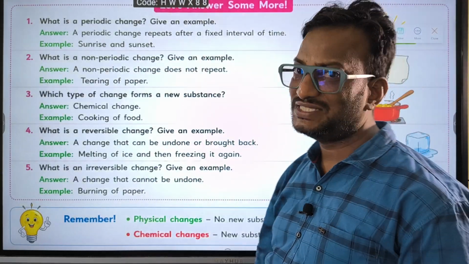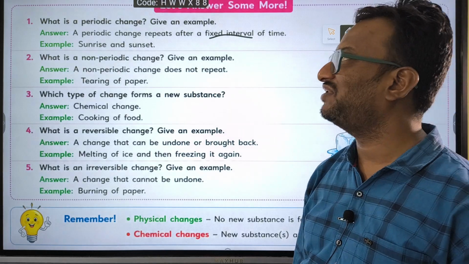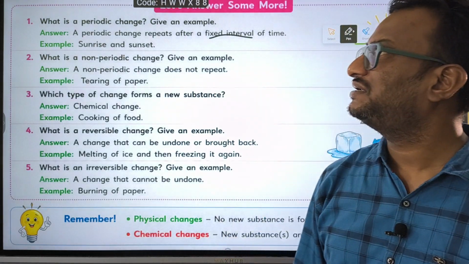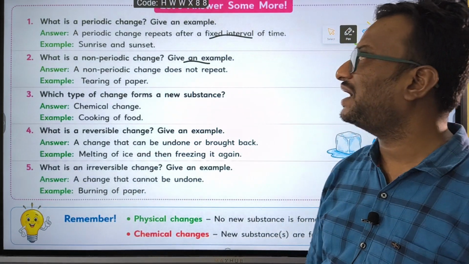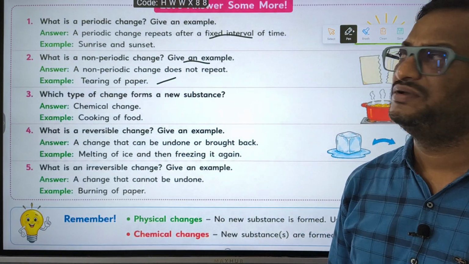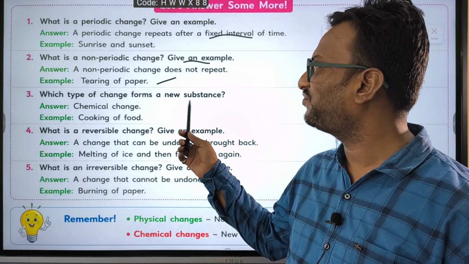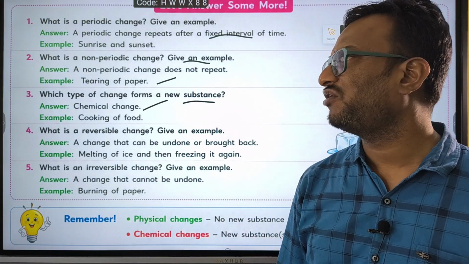What is periodic change? Give an example. A periodic change is one which repeats after a fixed interval of time, such as sunrise and sunset. What is non-periodic change? Give an example. A non-periodic change does not repeat, such as tearing of paper. Which type of change forms a new substance? That is chemical change. Example: cooking of food.